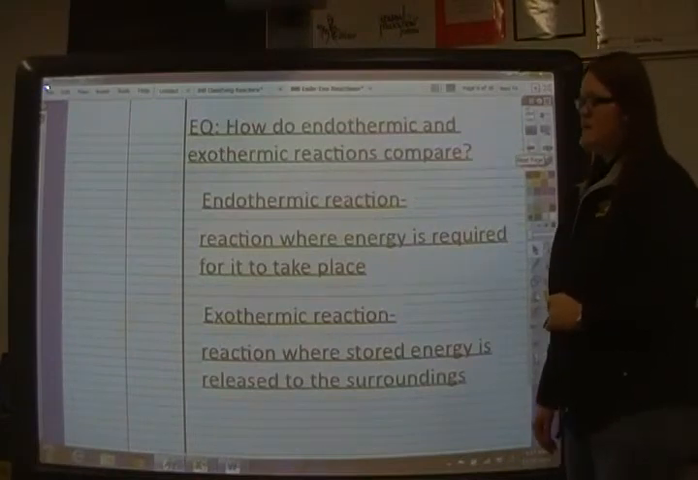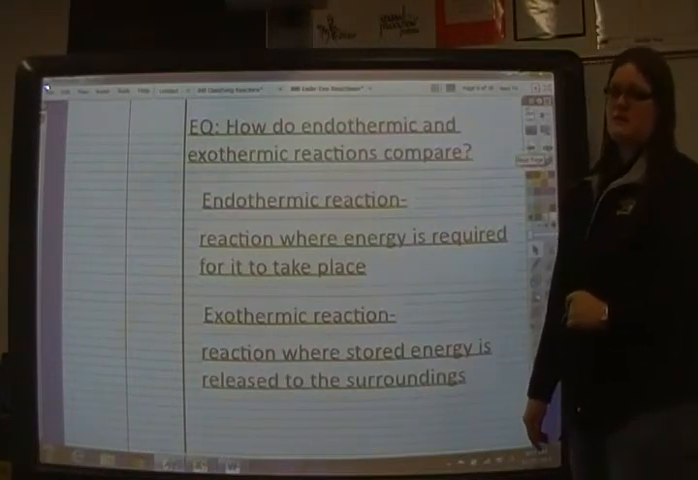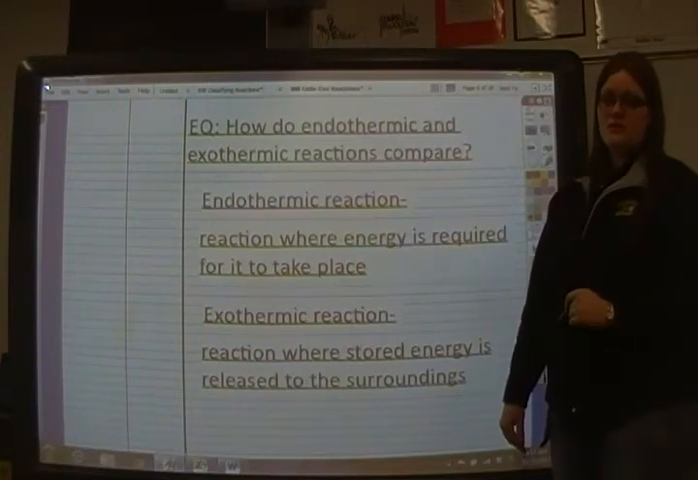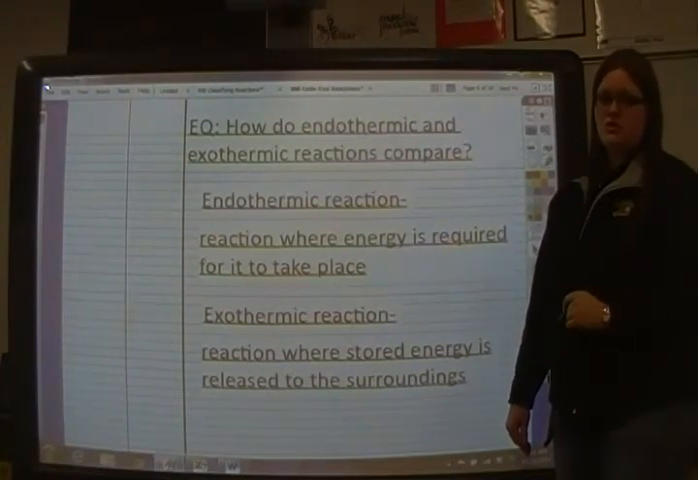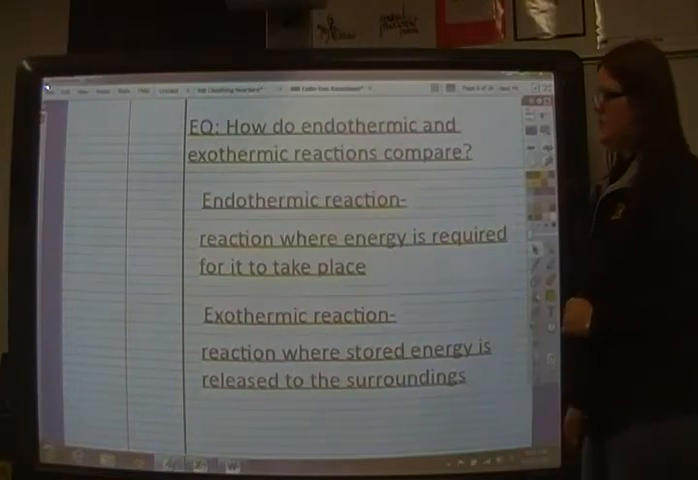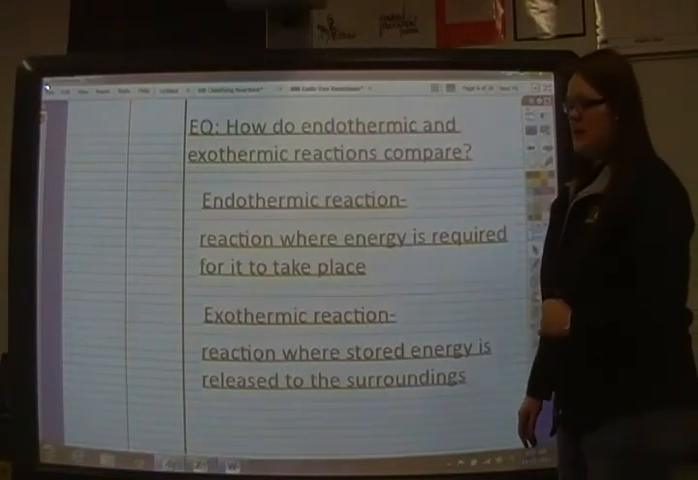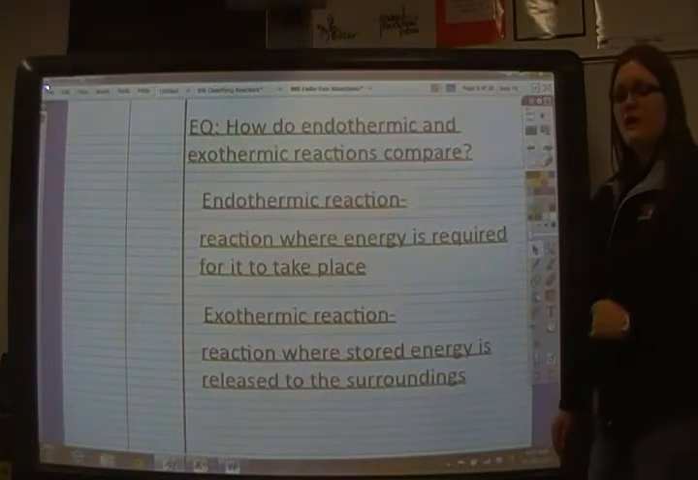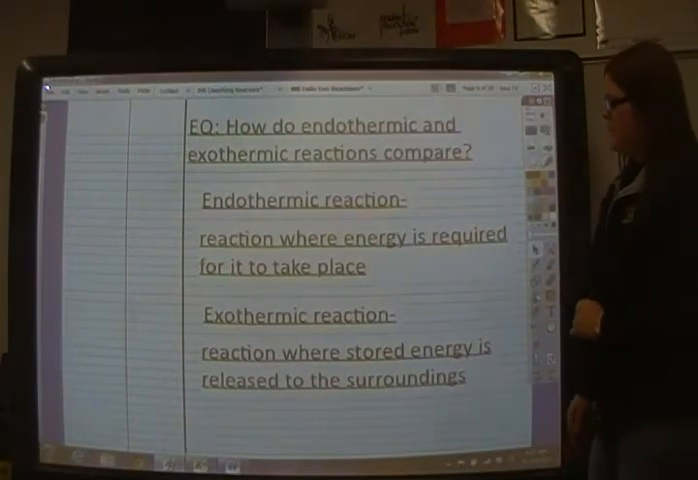For example, in plants, photosynthesis is a chemical reaction that requires energy from the sun to create the sugar or glucose for the plant's food. So photosynthesis is considered an endothermic reaction because it requires energy to take place.